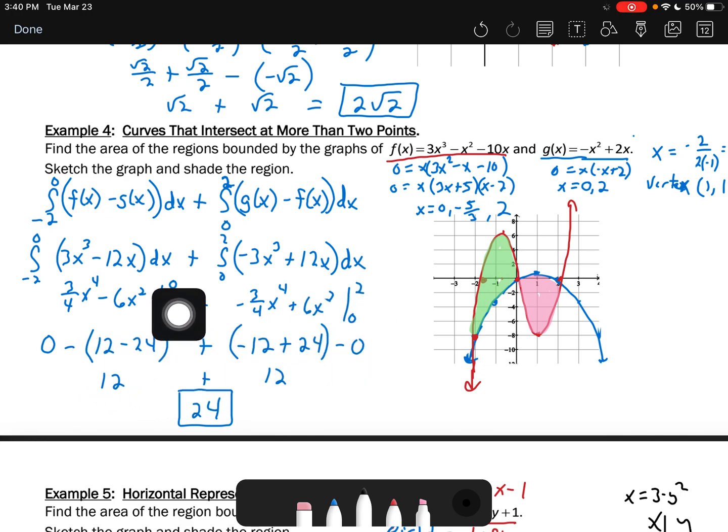And inputting our values, f of b minus f of a, we end up with 0 minus, and then this turns out to be -12, so 0 minus -12 is positive 12. Over here, f of b minus f of a, we end up with -12 plus 24, and then minus 0, so that's just 12 again, 12 plus 12. We do get an area of 24 for that one.